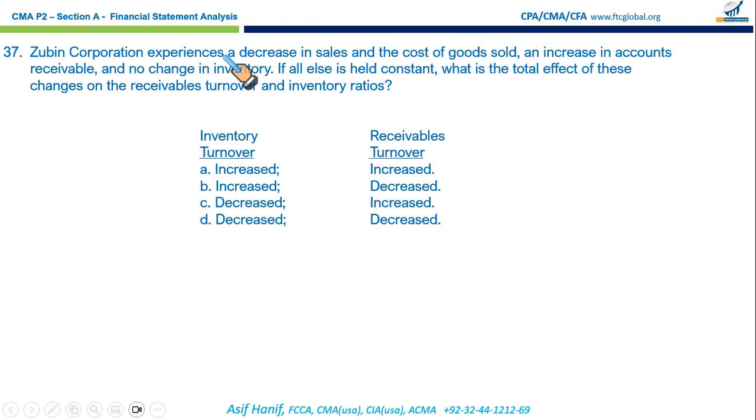Zubin Corporation experiences a decrease in sales, a decrease in cost of goods sold, an increase in account receivables, and no change in inventory. If all else is held constant, what is the total effect of these changes on the receivable turnover and inventory ratios? Do not just guess. Simply write down the formula. Inventory turnover is cost of goods sold over average inventory. Receivables turnover is credit sales or just sales over average account receivables.